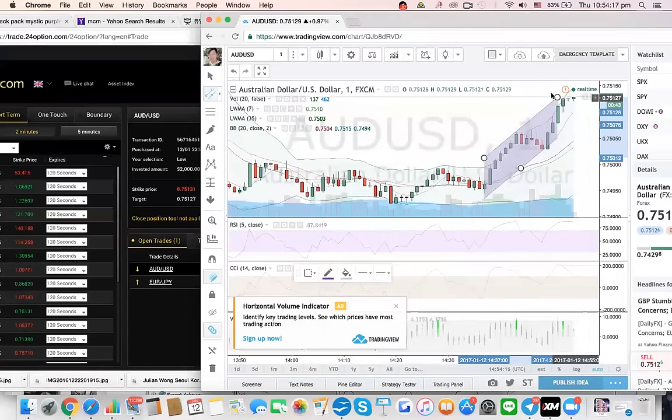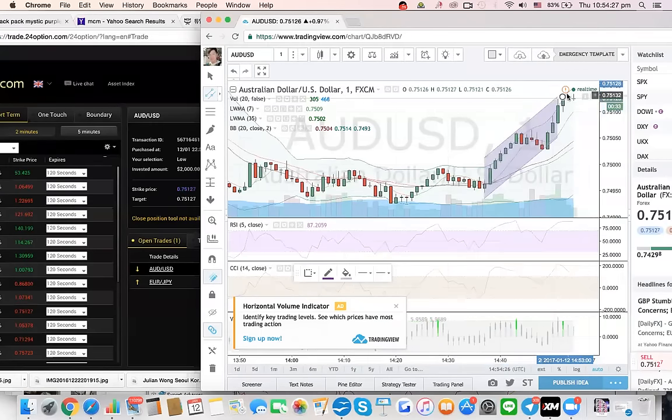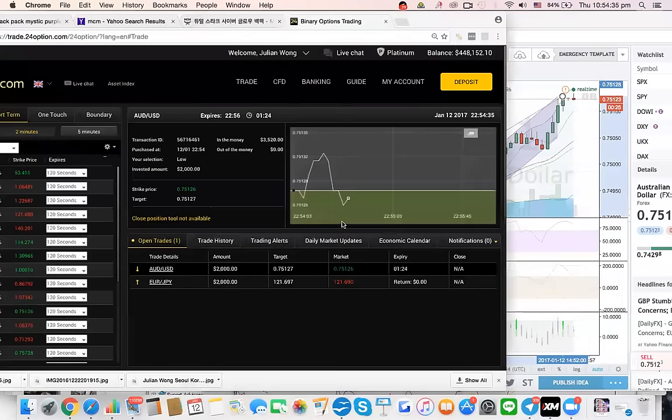If it breaks higher, I'm going to switch to a trend follow style. If not, I'll stick with this. But it should be bouncing off the edge because this is the edge of the channel. So that ought to work out. Here we go.